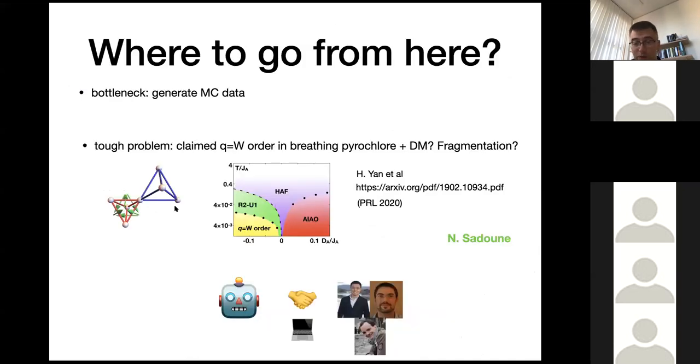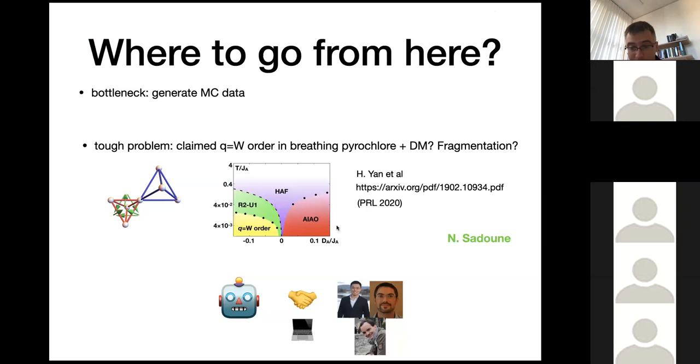Okay, so I don't want to say more on that, other than that it's kind of difficult and tough, but that's what it is at the moment. So the question is where to go from here. Our main bottleneck remains how to generate Monte Carlo data for different models, especially difficult models. It's very difficult to get good data, and the machine is very sensitive to having good data. If you don't have good data, it quickly tells you something is not optimal.